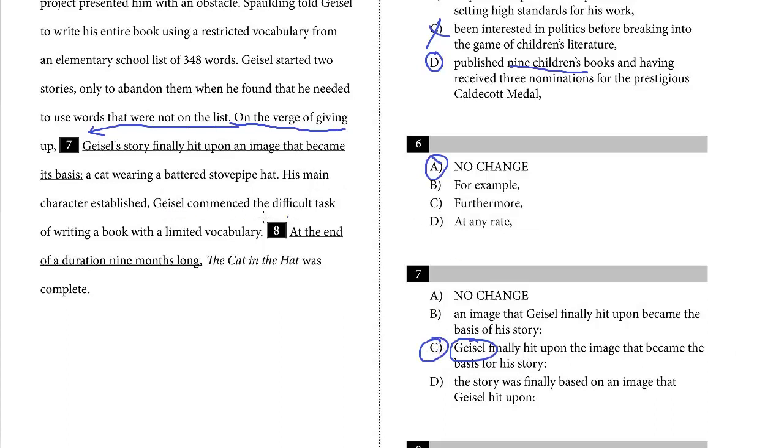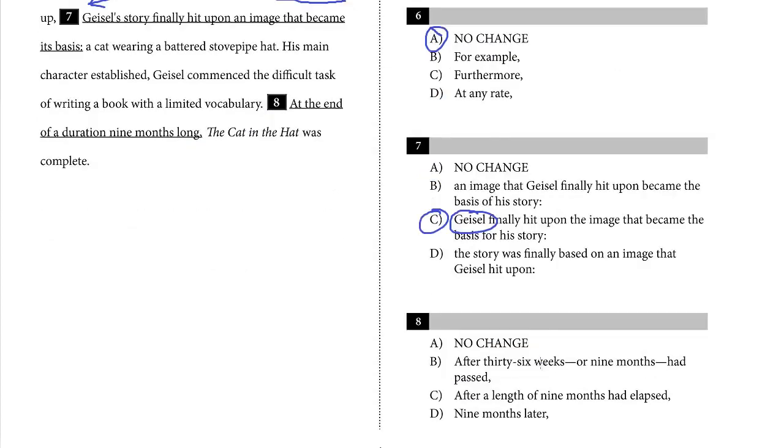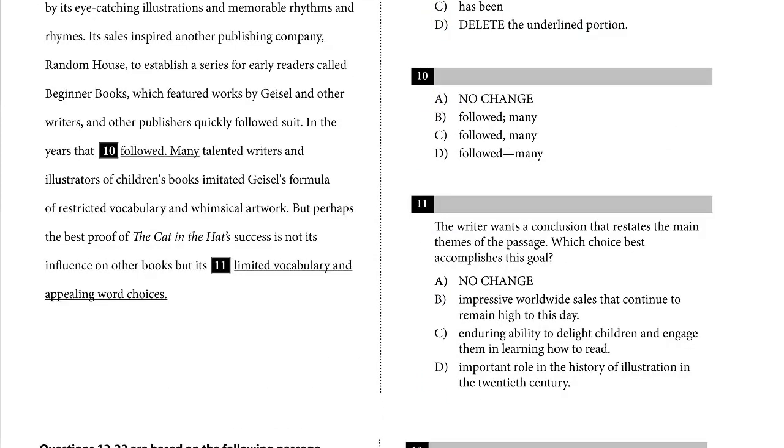Geisel commenced the difficult task of writing a book with a limited vocabulary. At the end of a duration of 9 months, The Cat in the Hat was complete. So number 8, at the end of a duration of 9 months. This is definitely bulky and redundant. Why do you have to say at the end of a duration of 9 months when you can just say after 36 weeks or 9 months? Even worse, after a length of 9 months had elapsed. Why not just say 9 months later? Much more direct and concise. D for that one.